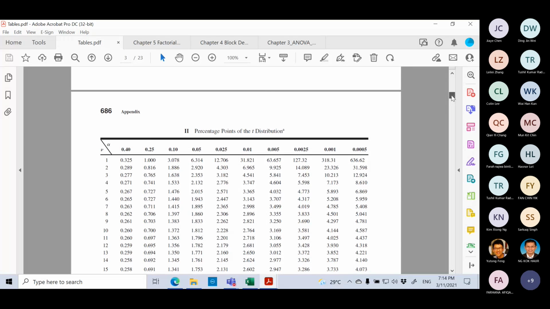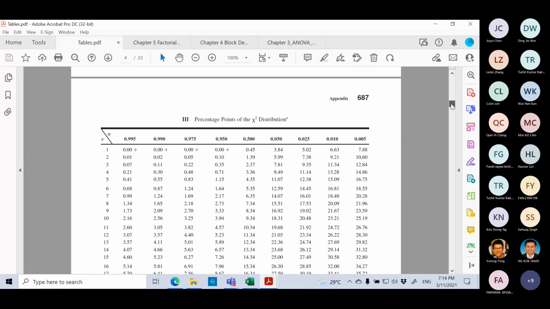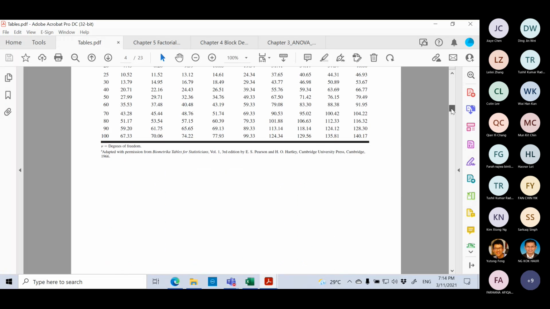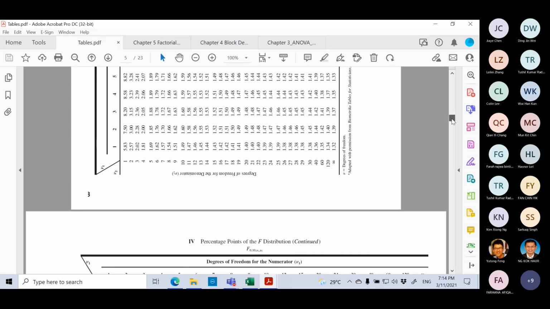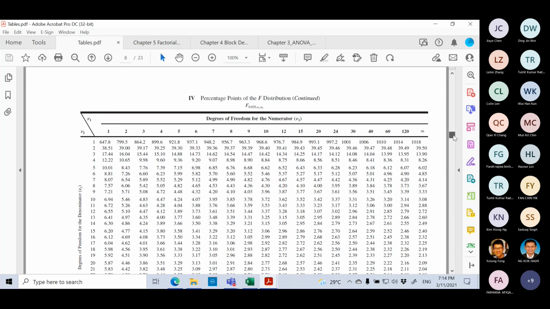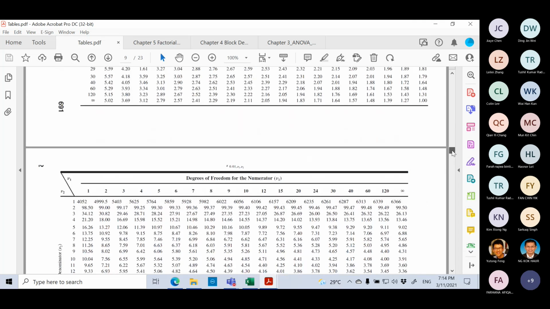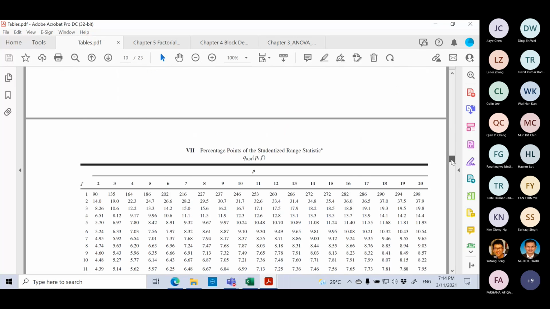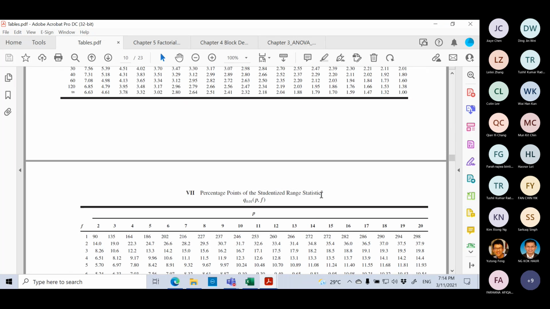This one is a table for T distribution. Then this one is a table for chi-square distribution. This one is a table for the F distribution. And then the one I mentioned just now, the Tukey test one, is here. If you have a textbook, you can also get it. This one is for the Q, the critical value for the Tukey.